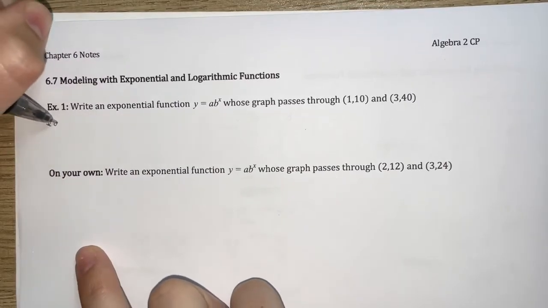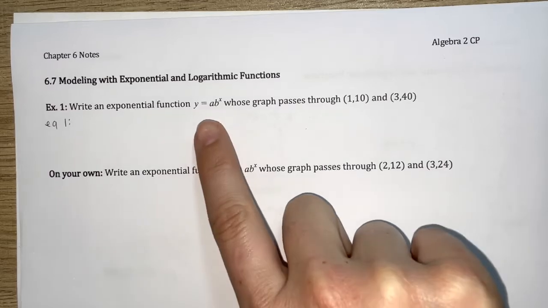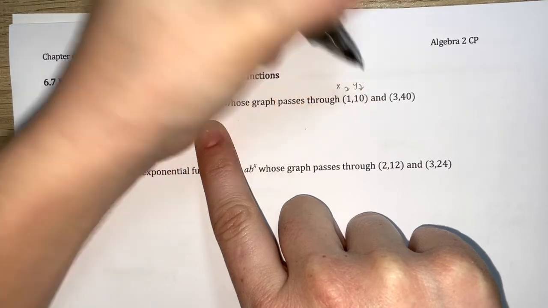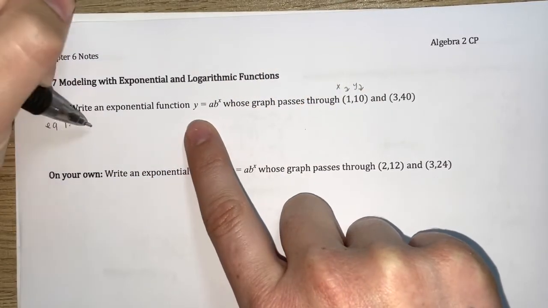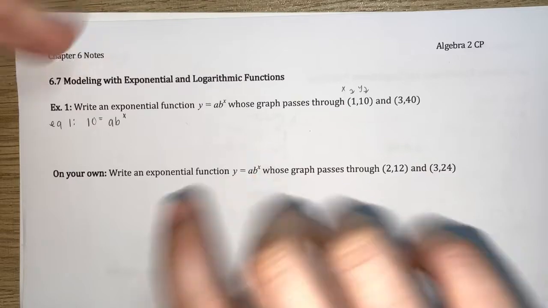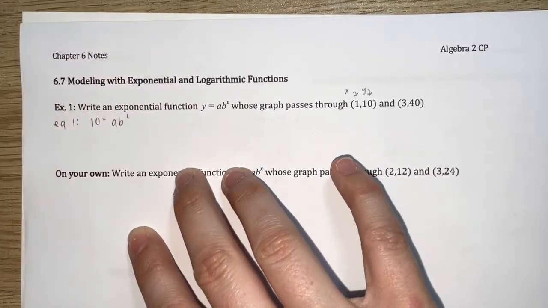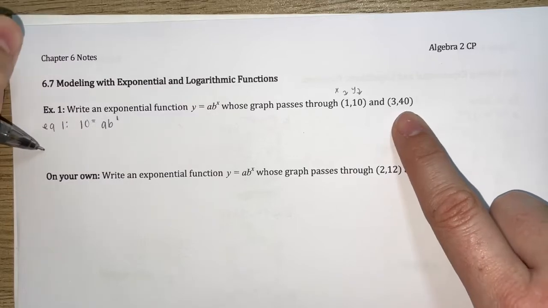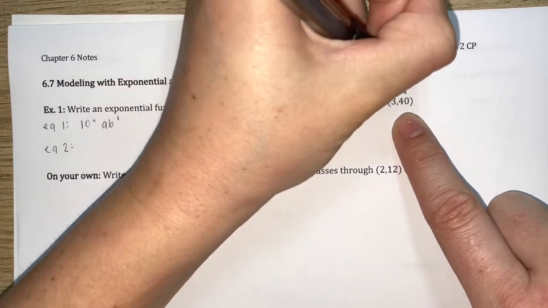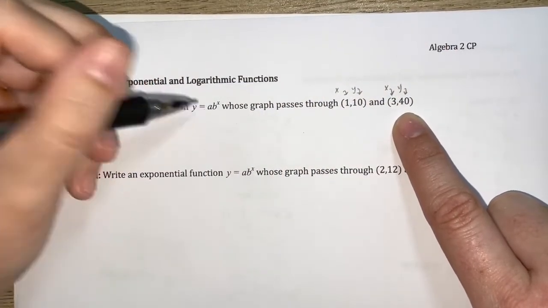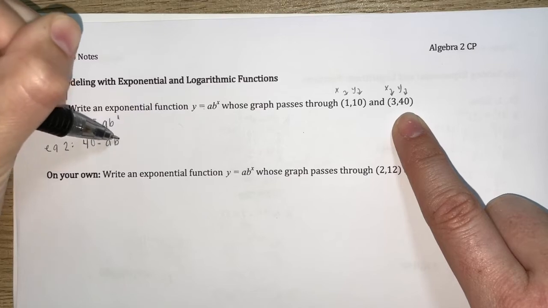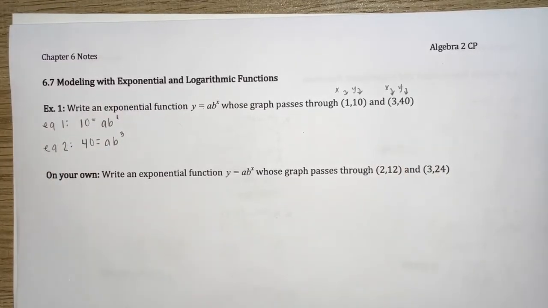So equation 1 is going to be in the form y equals ab to the x, but we'll plug in this first point, so 1 for x and 10 for y. So instead of y equals, it's 10 equals ab to the x power, so ab to the first power. And then we'll create a second equation for the second point. So equation 2, same format, but 3 will go in for x and 40 will go in for y. So instead of y equals, it's 40 equals still ab to the x. So ab cubed.